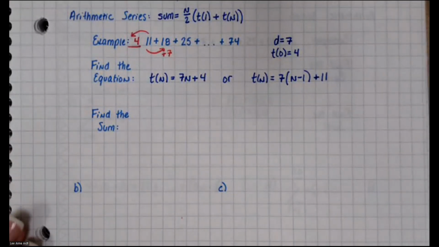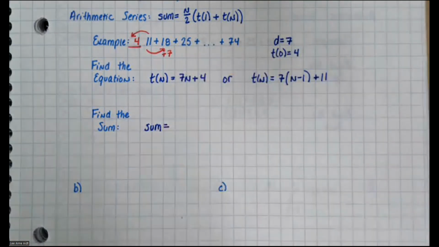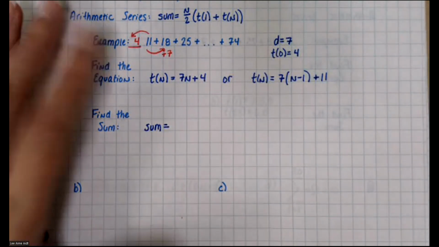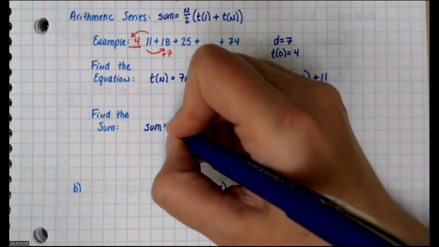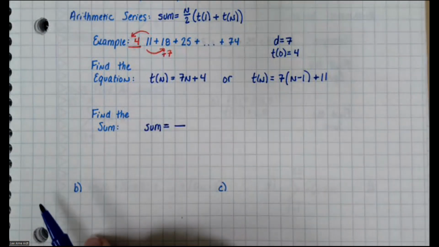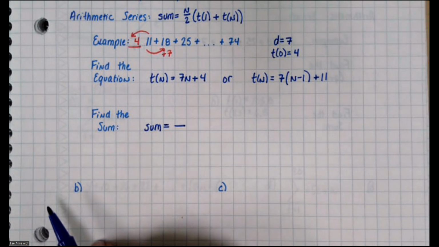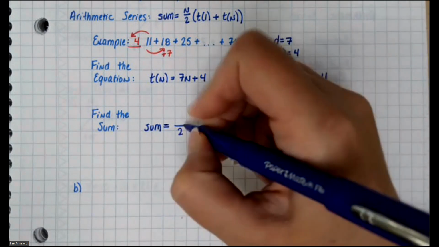Find the sum. Okay, so we're going to write sum equals, and we're going to plug in as many things as we can to see if we can fill in the whole formula. But I think I'm going to get stuck right away. Do you know how many terms this is? I don't know. If I don't know, you probably don't know. So we got something over 2.